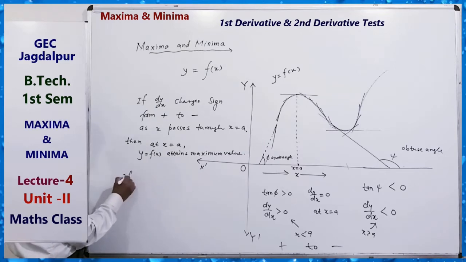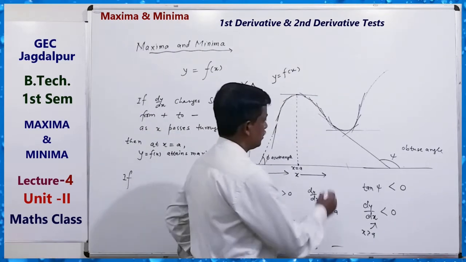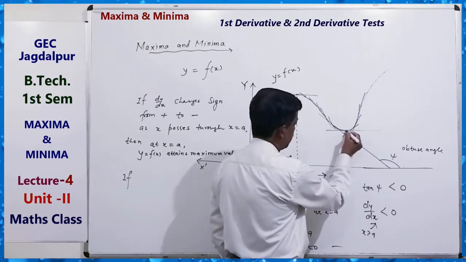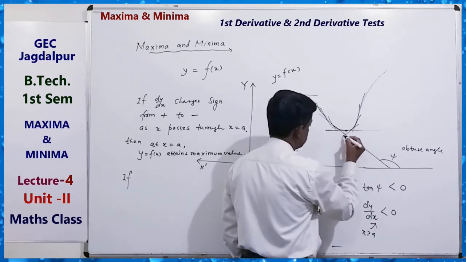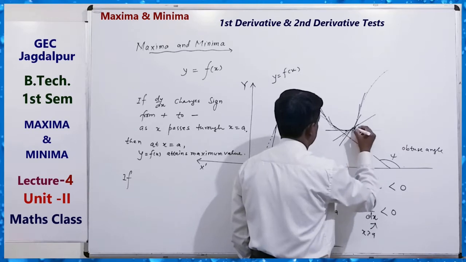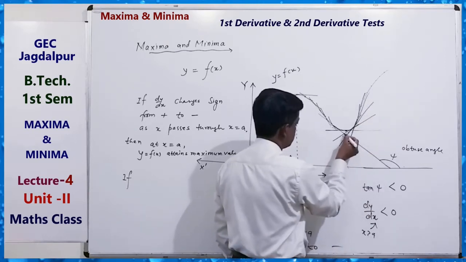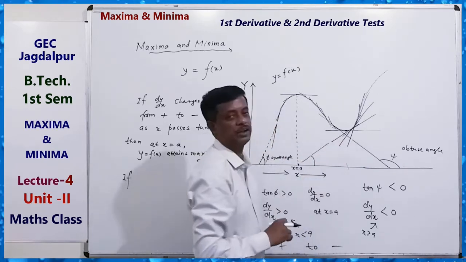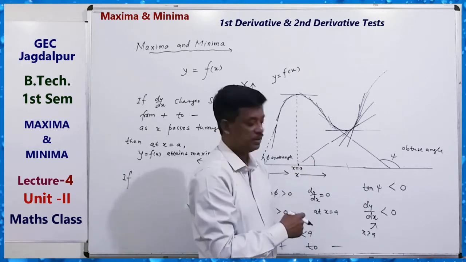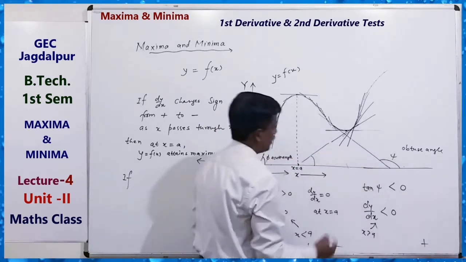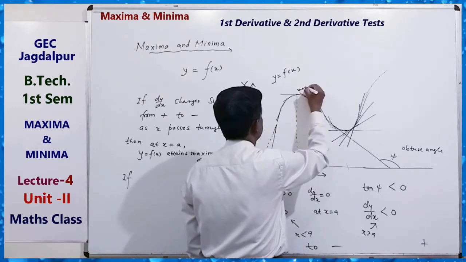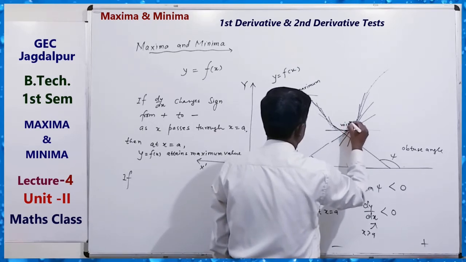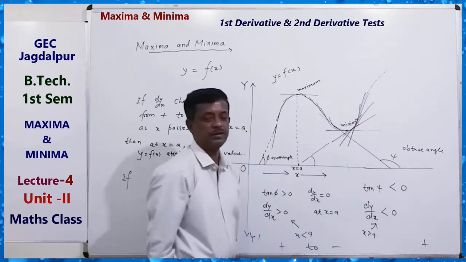And here we can see that this is negative, and just after this point the direction of the tangent is like this, like this, like this. So the tangent again makes an acute angle, so positive. So negative to positive at the minimum point. This is the maximum point, and this is the minimum point.